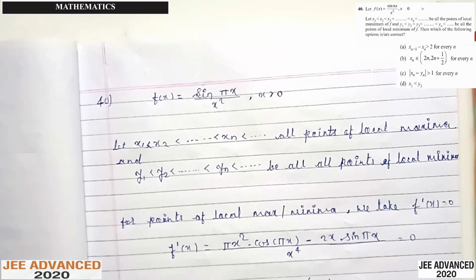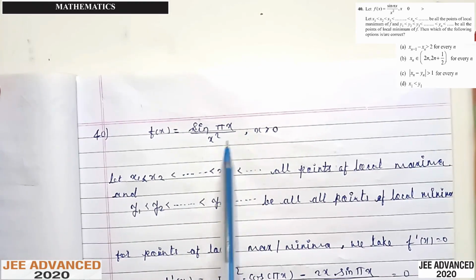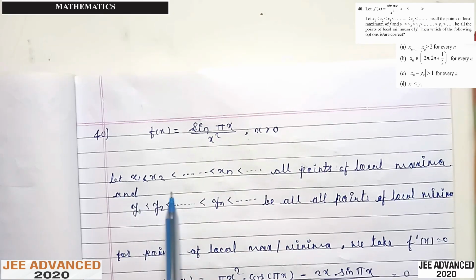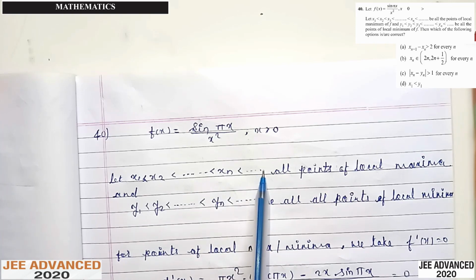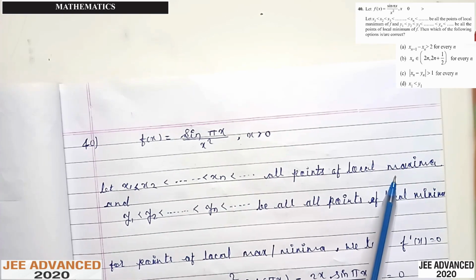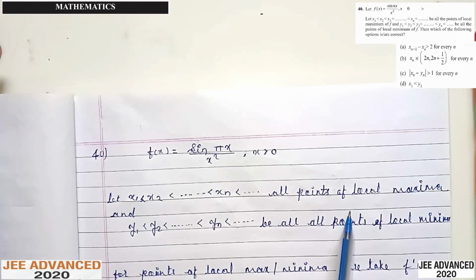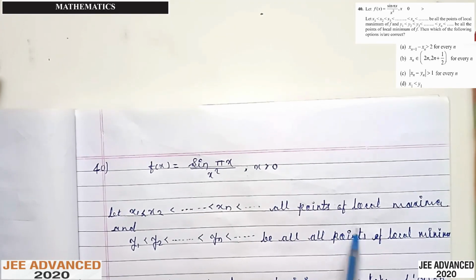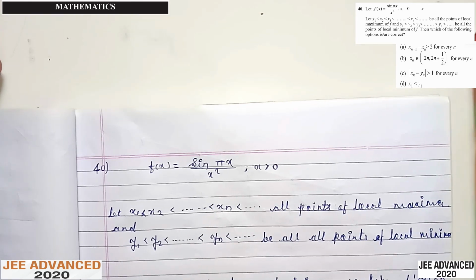So here is our solution. f(x) is given as sin(πx)/x², x bigger than 0. x1 to xn have the condition that all are strictly increasing, as points of local maxima, and similarly y1 to yn are points of local minima. That means they are given as points of local maxima and local minima for f(x).